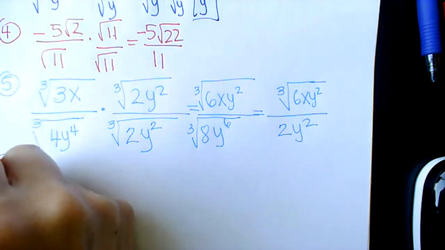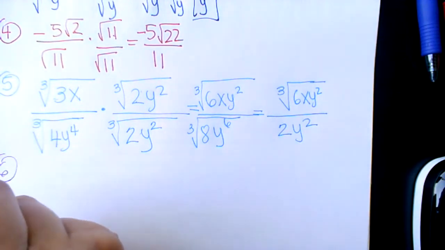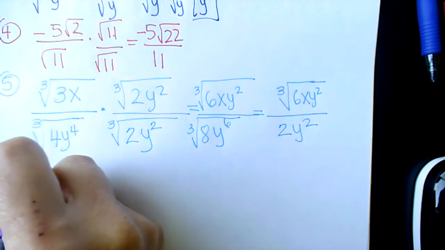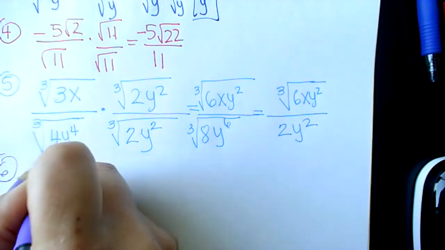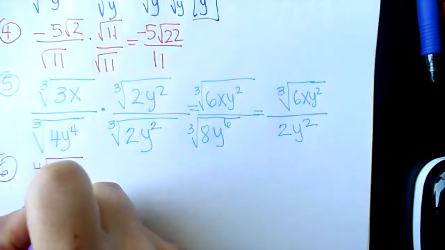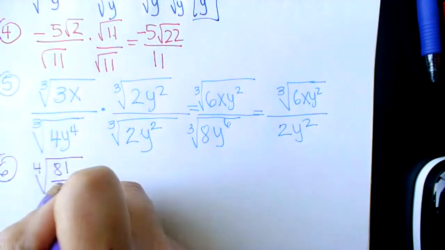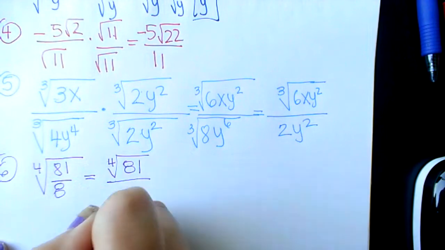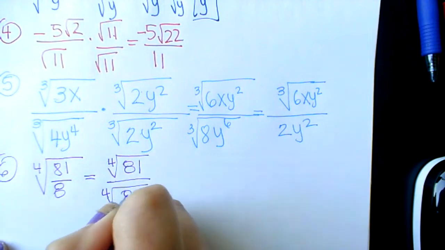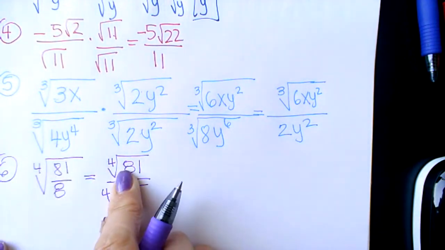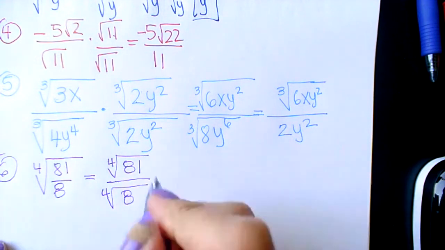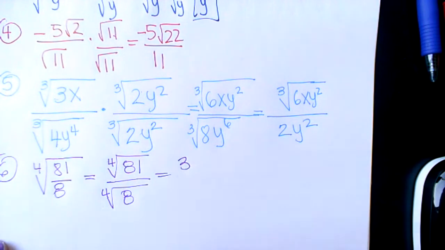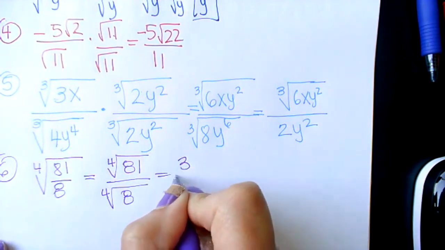Let me do this one. This is going to be to the 4th. And we have 81 over 8. So let's divide this. So this one is what? 3 times 3 is 9. 9 times 3, 27. 27 times 3 is 81. So this is going to be 3. Right?